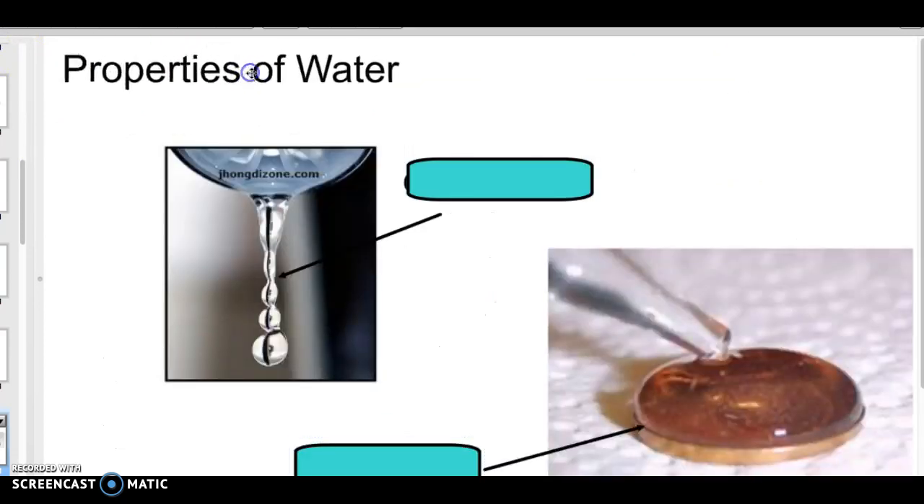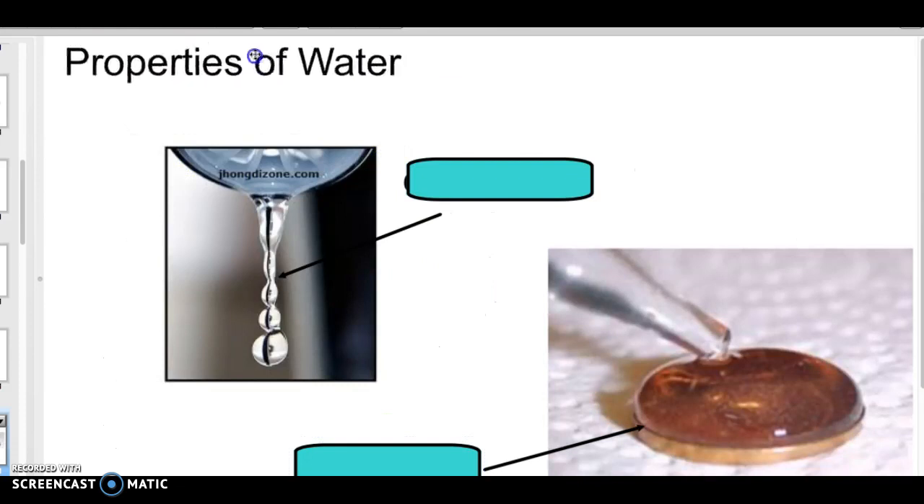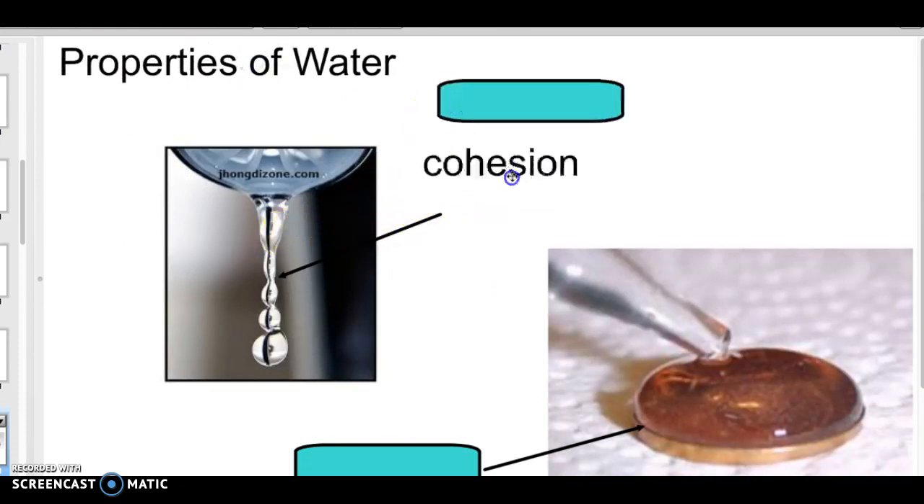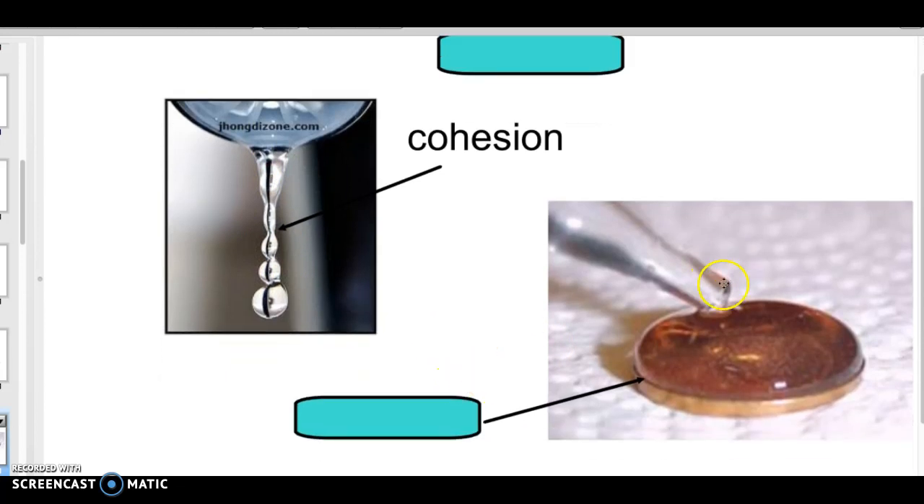So in 2.2, that was the properties of water. And so one property of water is cohesion. It can stick to itself. It likes to stick to itself. And so when you look at the penny in the penny lab and the big bubble on top, the bubble allowed it to stay on top because it was sticking to itself.